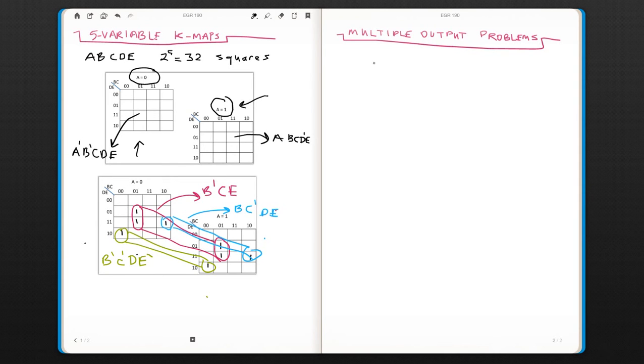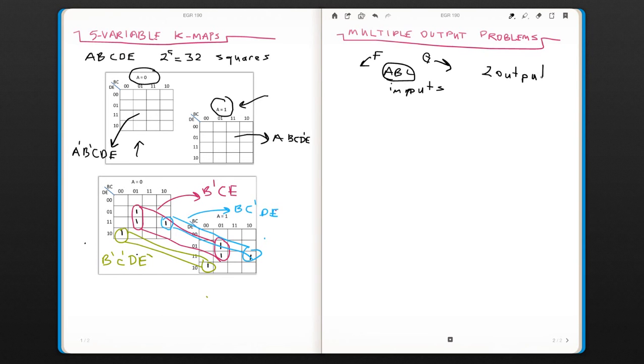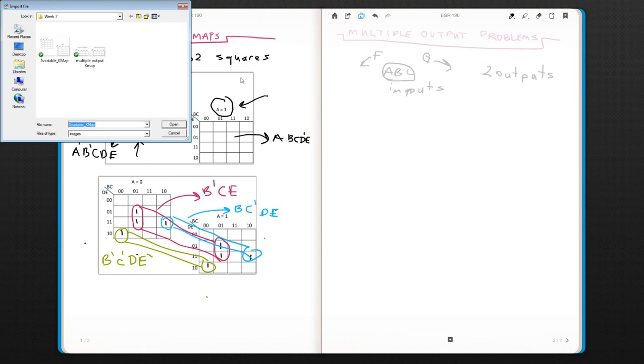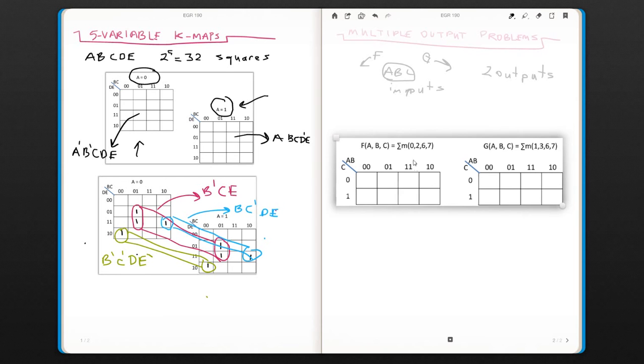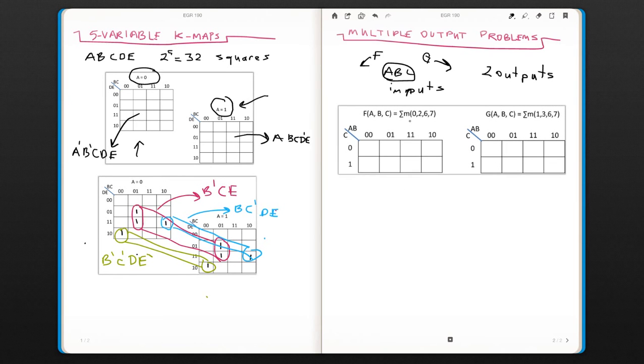But how about if you have 2 outputs with the same inputs? So you have A, B, C as your inputs, but you have 2 outputs. Then you will have 2 K-maps. Here is an example. Let's say we have these 2 K-maps, F and G, and we'll see how we will actually implement this.